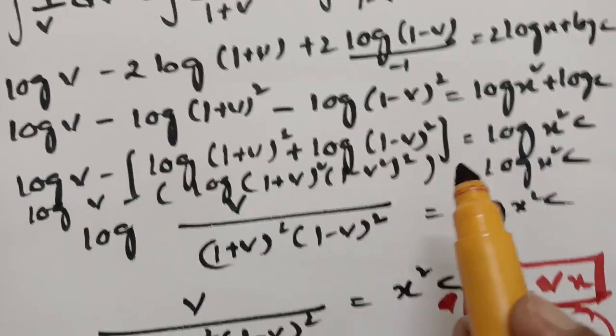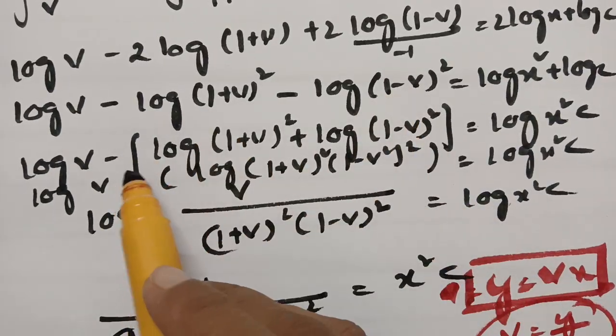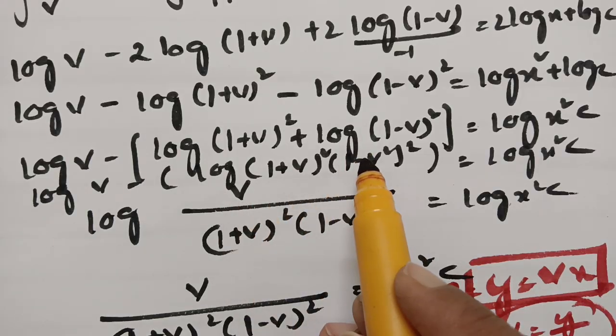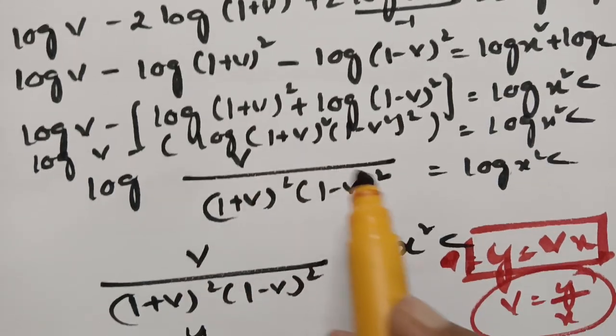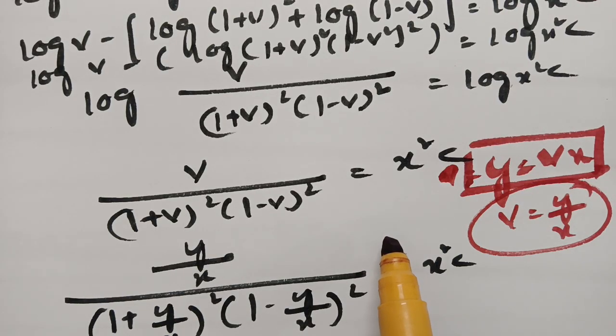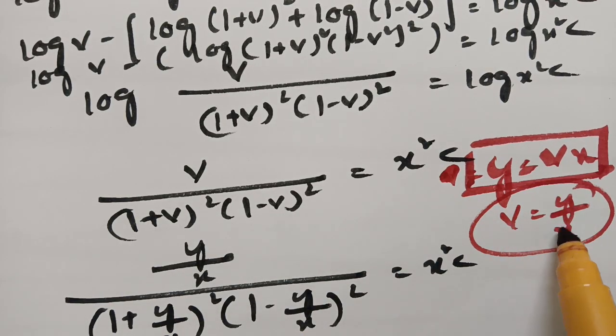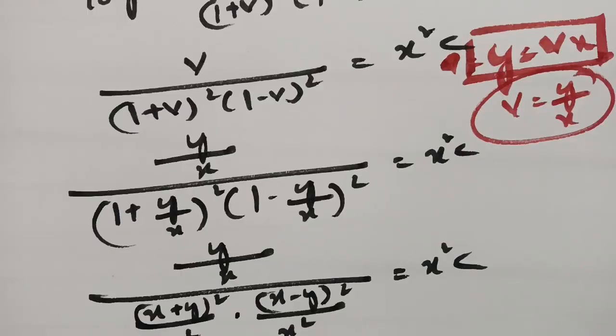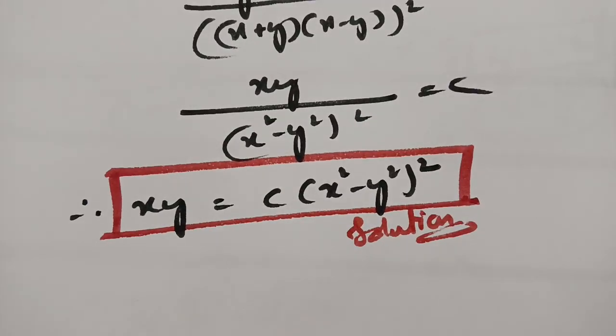here is the formula here, and this one I have taken minus common, log a plus log b is log a into b, and log a minus log b is log a by b, and see here after cancelling the log on both sides and substituting v as y by x, we got the final answer as this, xy is equal to c into (x square minus y square) whole square.